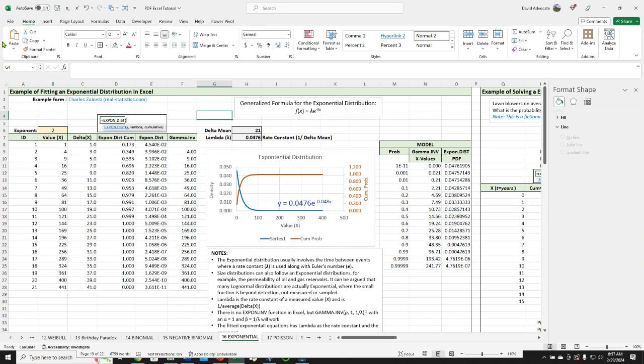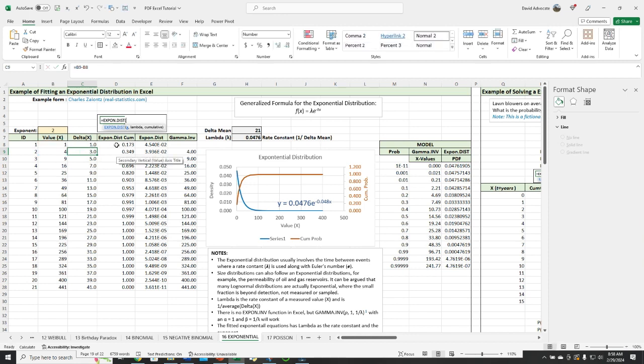The workflow for fitting an exponential curve was found at Charles Zaiontz's realstatistics.com worksheet. In this first example, I've set up an exponent and a series of IDs and calculated some x values using this exponent, as you can see here in the formula toolbar. Next, I calculate the delta. In the first row, it's simply the x value, but in the remaining rows, it's the x value minus the previous x value. Again, we can see that in the formula toolbar.